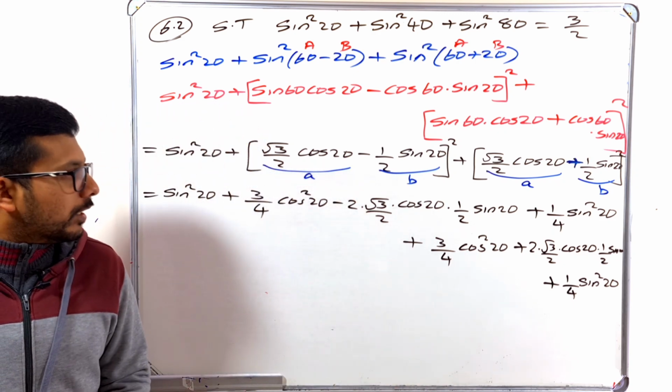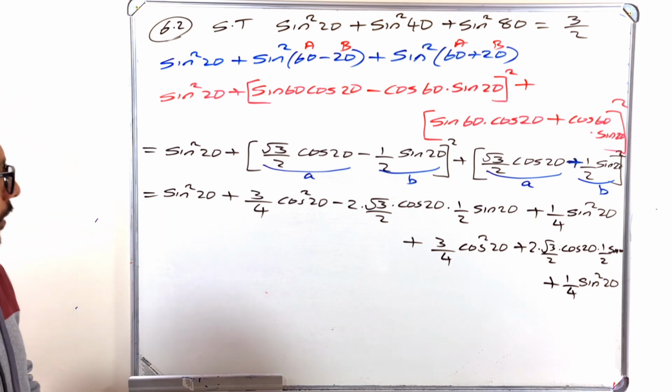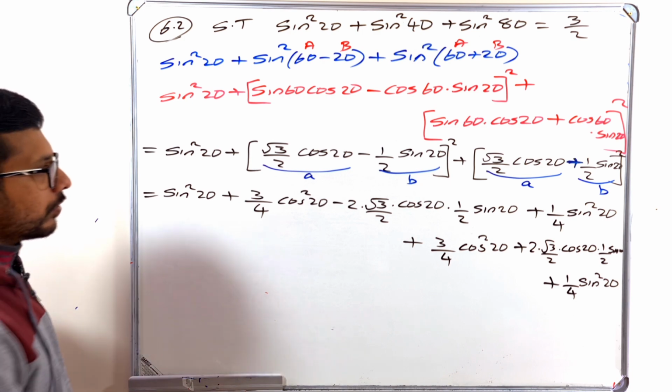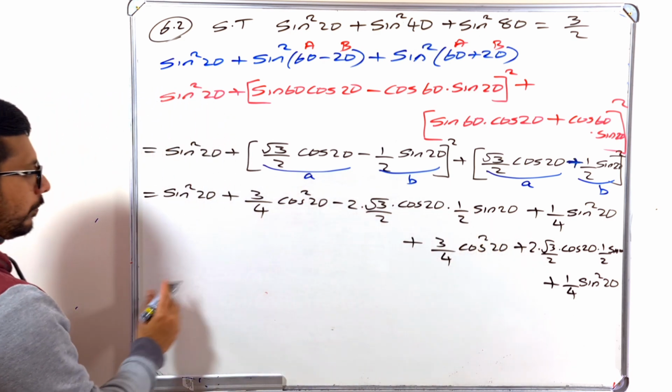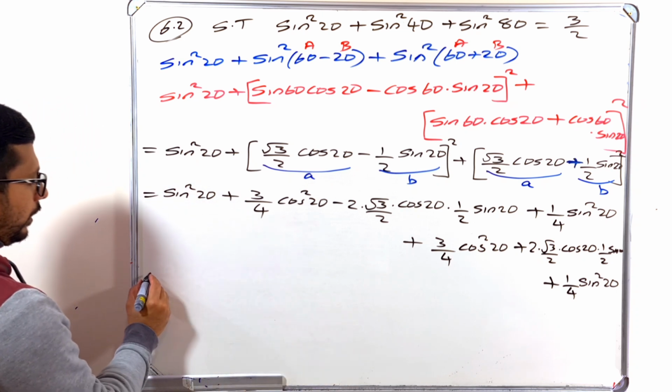Now we have to add and subtract the like terms. So what are the like terms here? First of all, we can simplify this. This is a lengthy one. First we can simplify that one, then we can add or subtract.